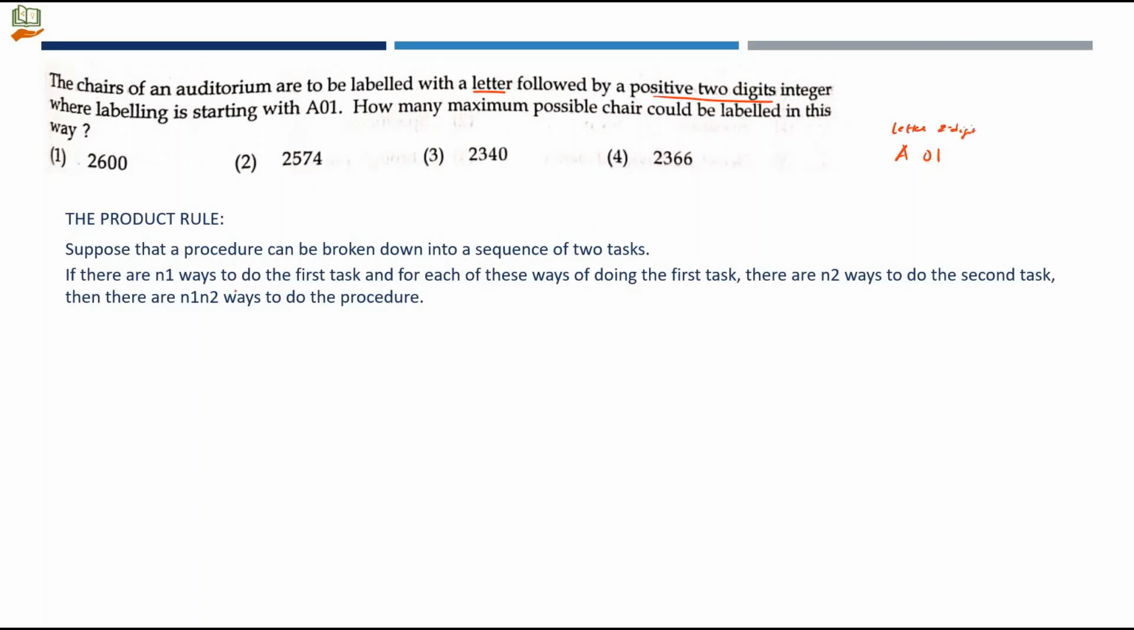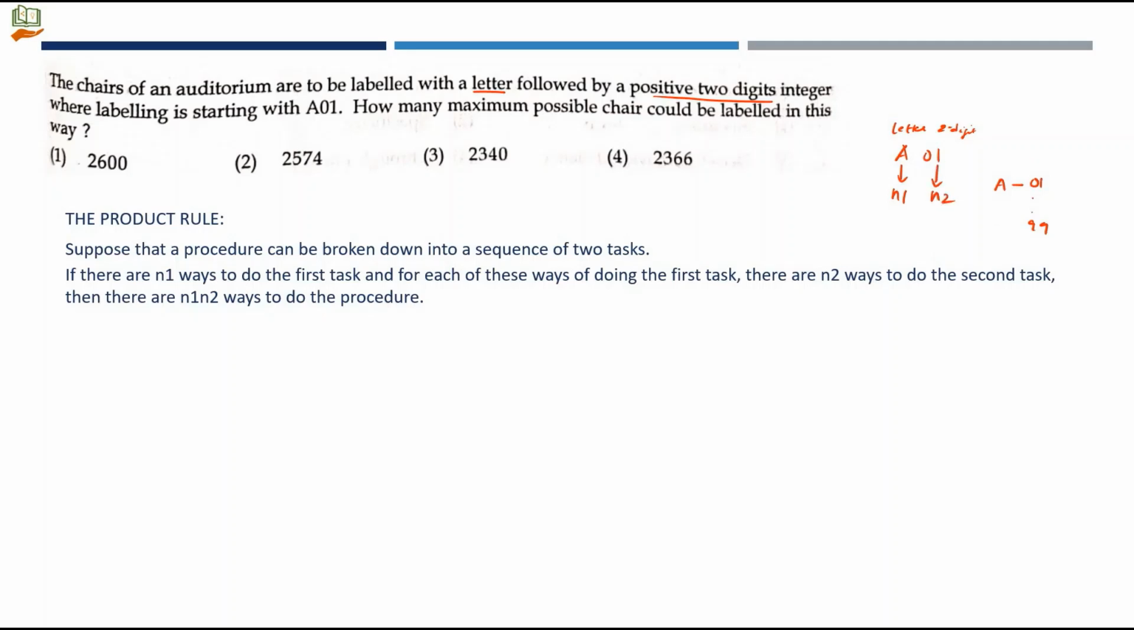If there are n1 ways to do the first task, the first arrangement will be as per the alphabets A to Z. This will be the n1 ways, and for each of these ways of doing the first task, if you take the label A, you will have numbers from 01 to 99. This 01 to 99 will be for A row. Similarly for B, C and D till Z you will have 01 to 99. So the n2 ways are nothing but this 01 to 99.